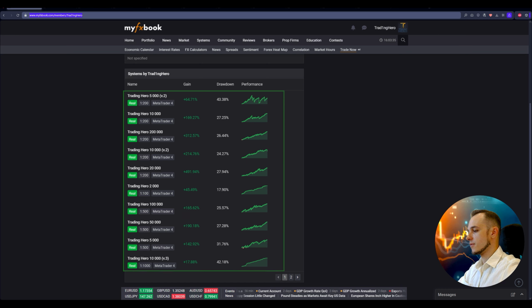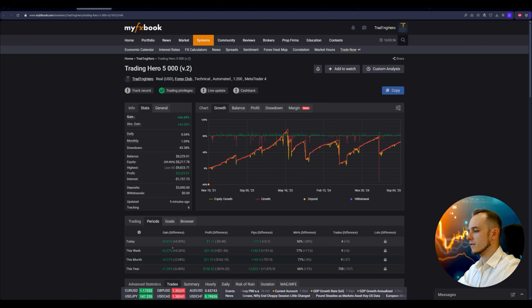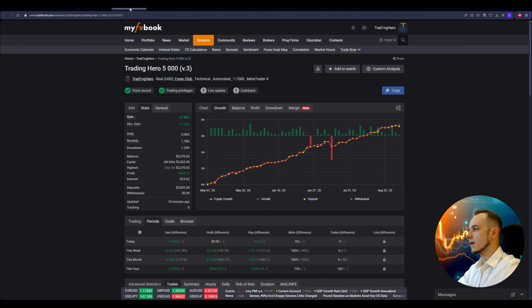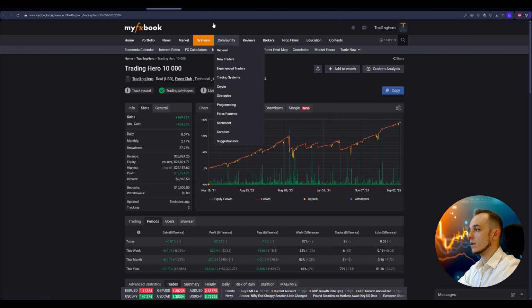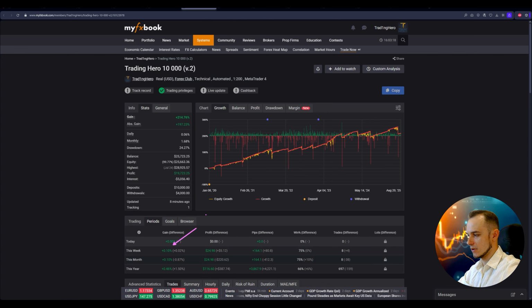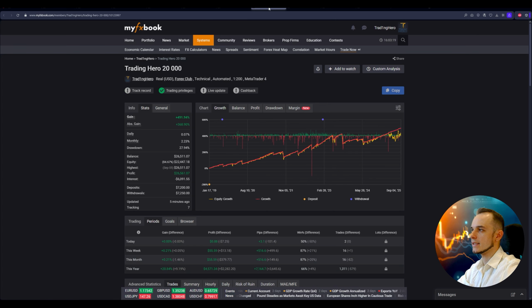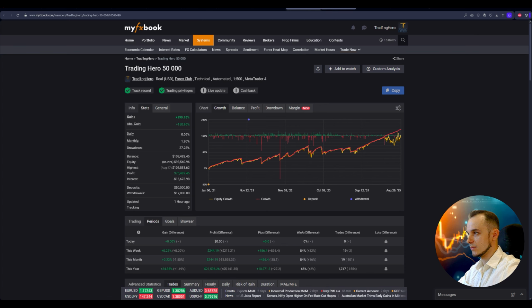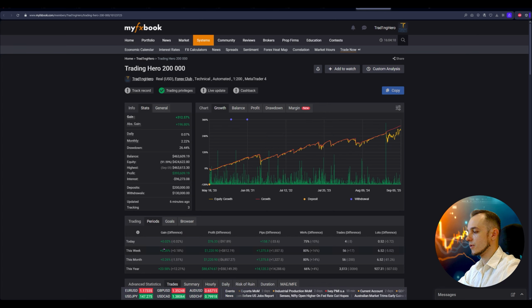This week all portfolios brought us a profit. 5k portfolio in the first version brought us 0.5%, 5k portfolio in the second version brought us 0.3%, 5k portfolio in the third version brought us 0.2%, 10k portfolio in the first version brought us 0.1%, 10k portfolio version 2 also 0.1%, 10k portfolio version 3 also 0.1%, 20k portfolio 0.2%, 50k portfolio 0.2%, 100k portfolio 0.2%, and 200k 0.2%.